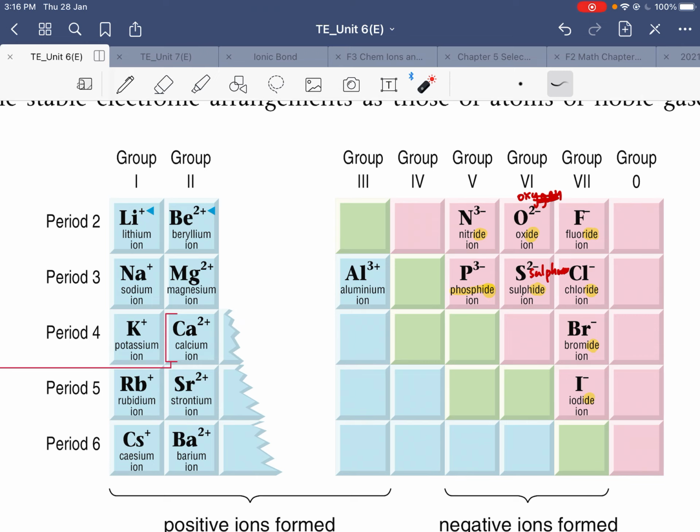Everyone, group 1 elements all have one electron in the outermost shell. So the easiest way to have octet structure is to lose that one electron, so they all become 1 plus. Similarly, for group 2 elements, they all have 2 outermost shell electrons. So the easiest way for all the group 2 elements to become octet, of course, is losing the 2 electrons. So after losing the 2 electrons, all of them will become 2 plus. All of them have the 2 plus charge.